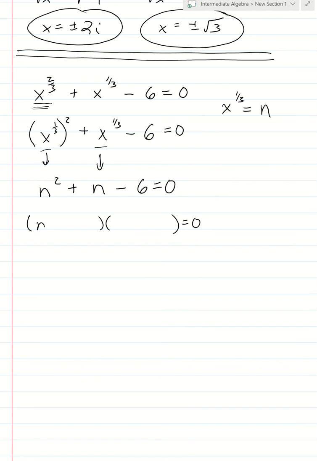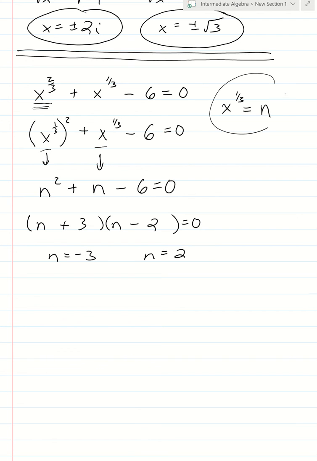The factors of n squared, n and n. And then let's see what we can do here. Different signs, a plus and a minus. And what factors of a negative 6 add up to a positive 1? That would be a 3 and a negative 2. In which case now we get n equals negative 3 and n equals a positive 2. But one more thing we have to do. The original equation is in terms of the variable x. So we have to now go and find out what x is.